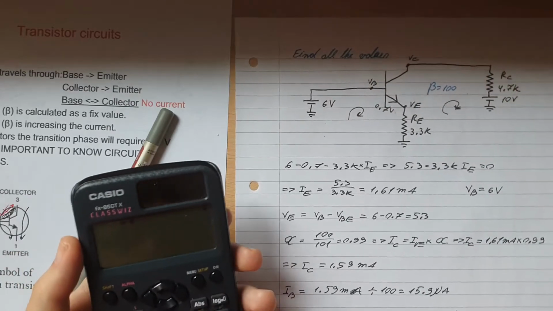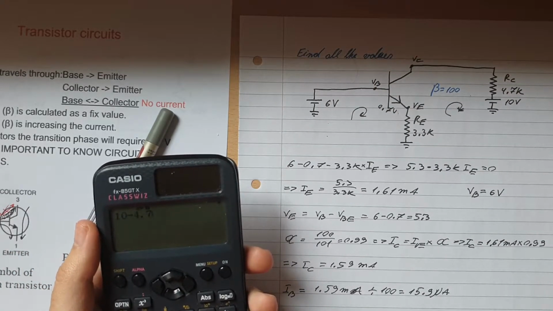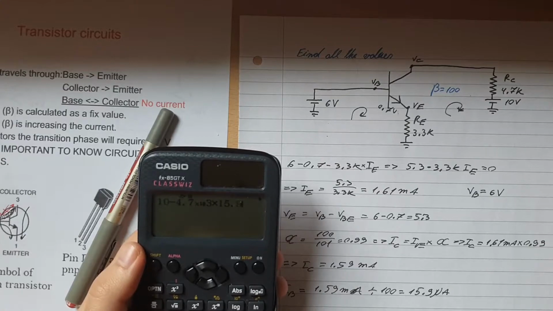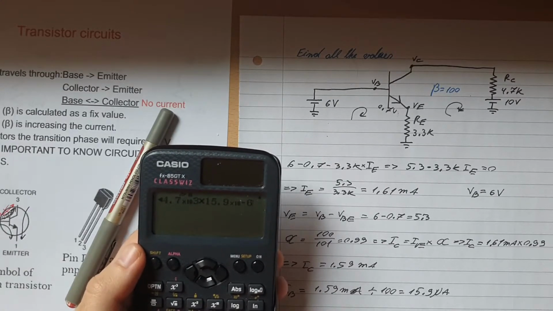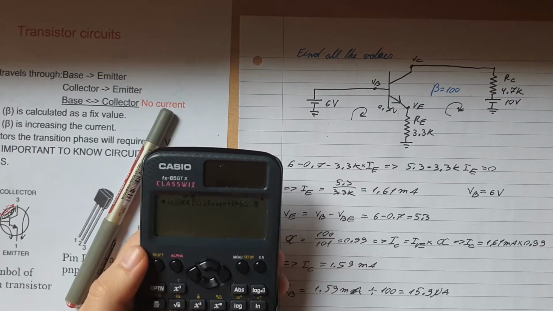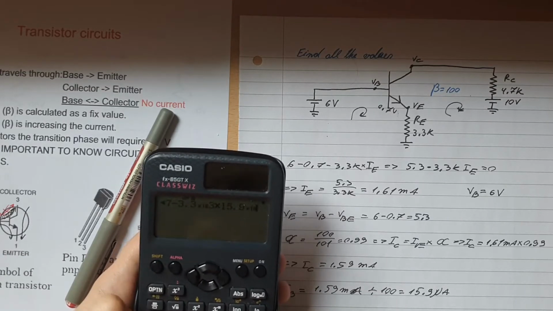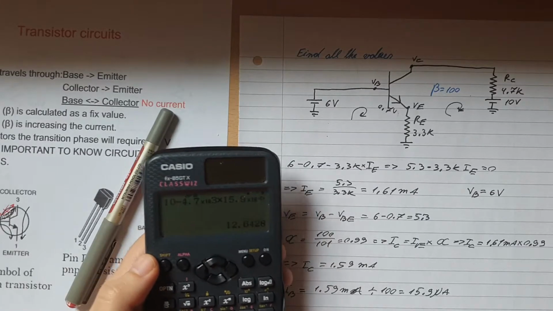Alright. So then 10 minus 4.7 is the 3 multiplied by 15.9 times 10 to the minus 6. Okay, so minus and minus, that will be a plus 2.77. Okay, minus 3.3 times 10 to the 3 times 15.9 times 10 to the minus 6. That's 12 now.